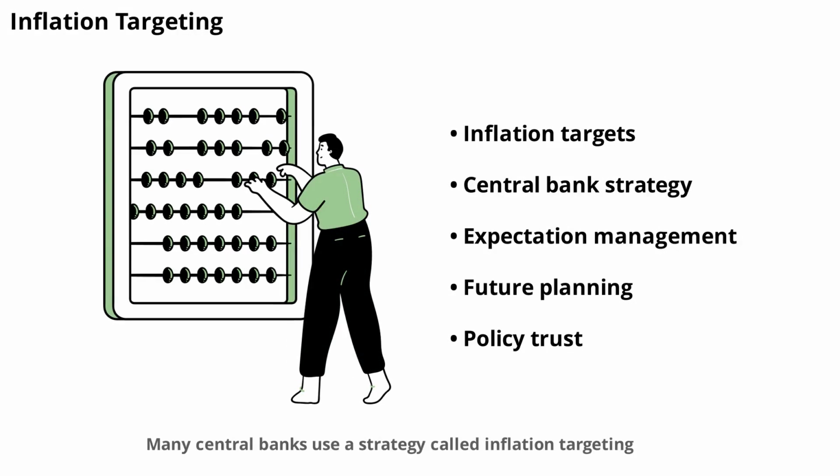Many central banks use a strategy called inflation targeting. This means they set a specific inflation rate as their goal, usually around 2%. By communicating this target, they help set expectations for businesses and consumers, making it easier to plan for the future. Clear targets also help build trust in economic policy.